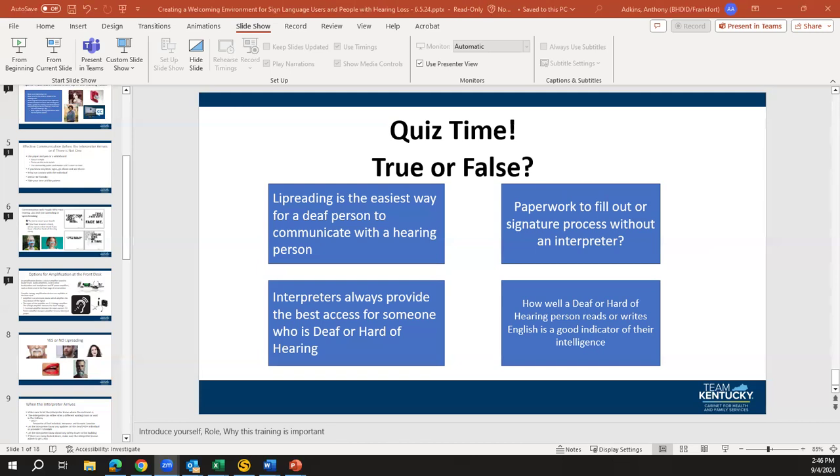The next question. Interpreters always provide the best access for someone who is deaf or hard of hearing. True or false? Correct. Everyone got that one right.